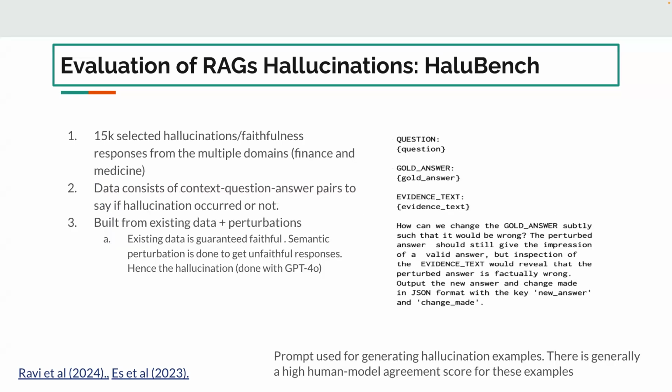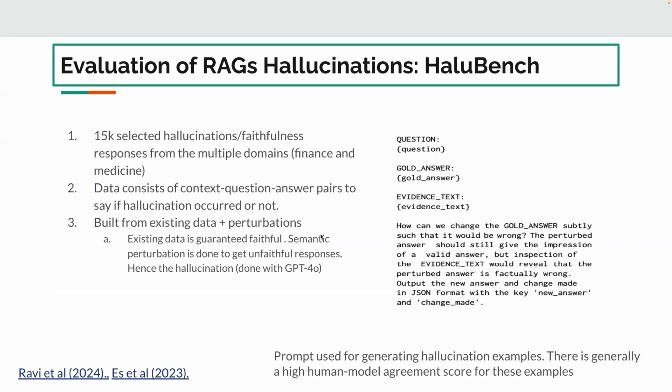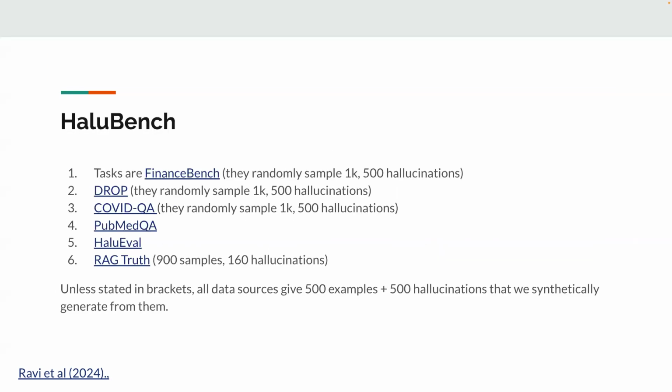I'll just quickly glance over how this data set is created. They have different data sets that are mentioned here. They randomly sample 500 samples from it. And then from those 500 samples, they create new 500 samples, each one of which has some sort of hallucination induced into it by synthetic manipulation. They do that by using GPT-4o. This is the prompt that they use for that. They ask, how can we change the gold standard subtly so that it would be wrong? The answer should still lie in the context, but it should be incorrect factually.